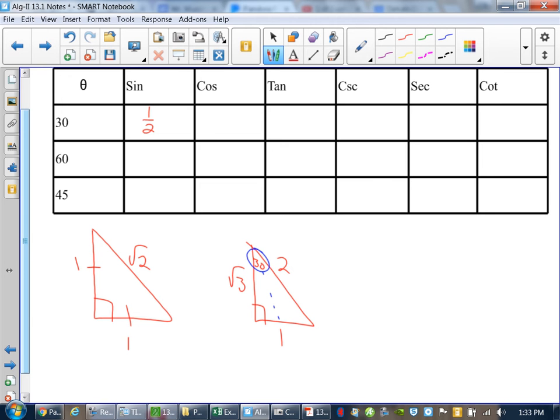Because, like I was just saying, if this was an x, 1x over 2x, what does that simplify to be? Exactly. It doesn't matter what the numbers are, it's always going to simplify to be 1/2. Cosine. What's the adjacent to 30? The root 3. What's the hypotenuse? 2. There we go.